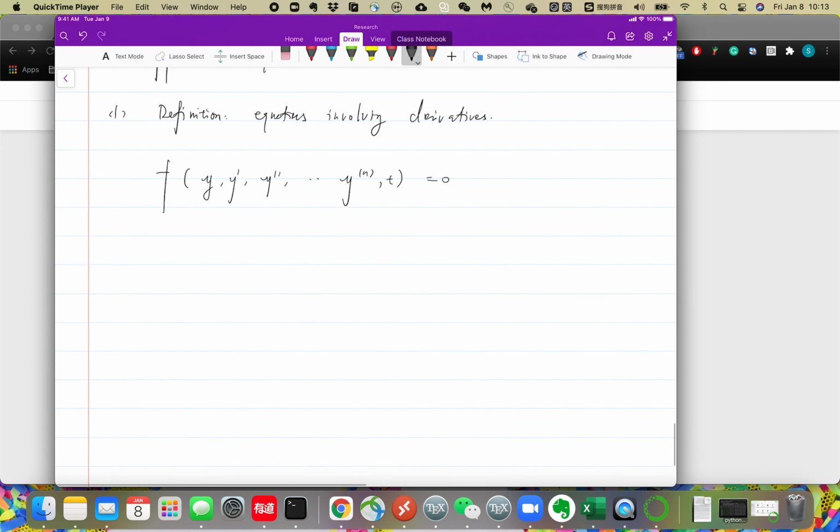Now the second thing we want to talk about will be the classification. Like how many different types of differential equations are you looking at? Or let's say, when the first time you see a differential equation, which part should you pay attention to know roughly what you're dealing with?